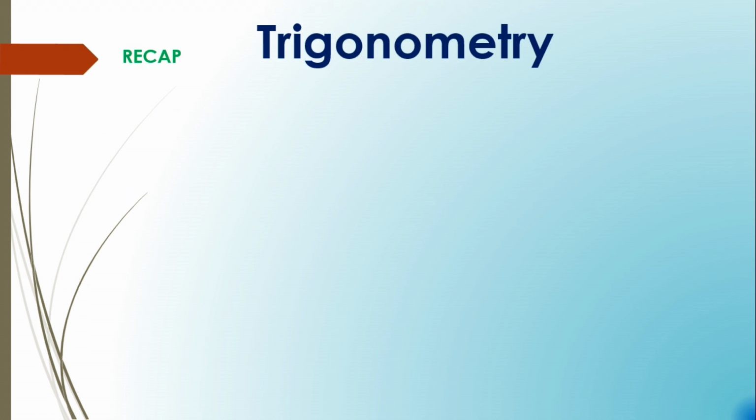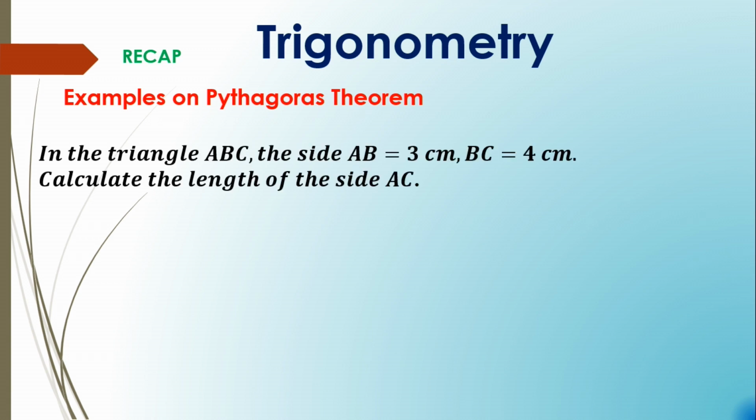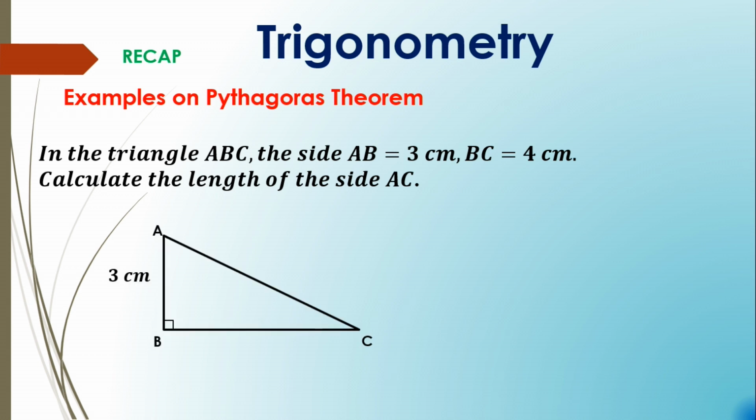Students, now let's have a look at how to use the Pythagoras theorem to find an unknown side in a right angle triangle. So in this triangle ABC, the side AB equal to 3 centimeters, and the side BC is equal to 4 centimeters. You are asked to calculate the length of the side AC. So, using Pythagoras' theorem, you're going to write the hypotenuse to the square equal to the sum of the squares of the remaining two sides.